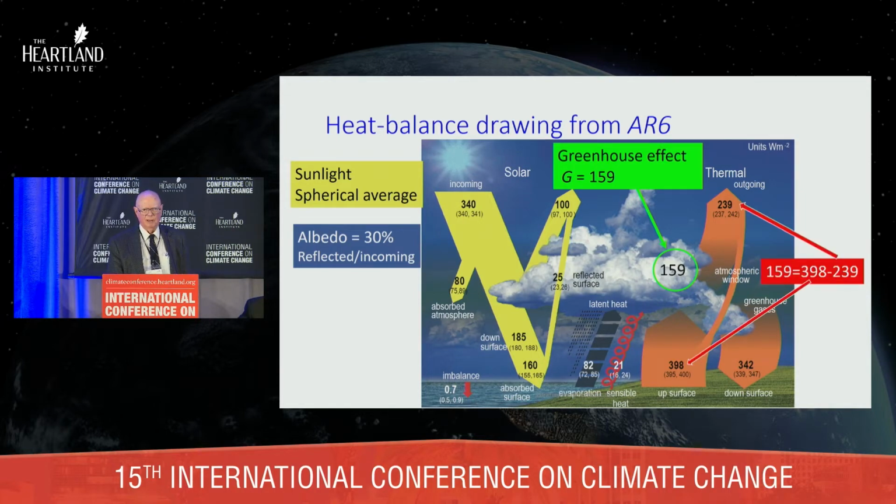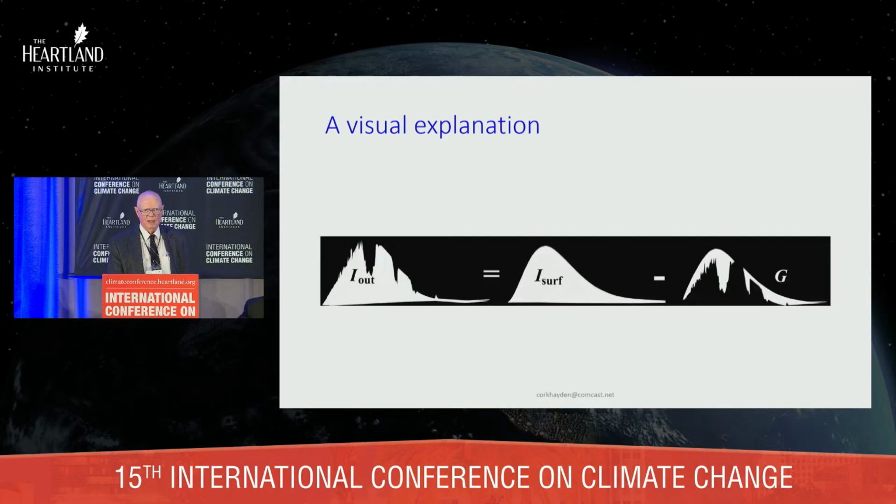Okay. There's 159, which is the difference between the surface radiation and the radiation to space. Simple arithmetic. Figuring out that the greenhouse effect is 159 watts per square meter is the province of real experts like Will Happer and William van Wijngaarden. They may have slightly different numbers, but we're going to show you a little bit about that. Here is a visual explanation.